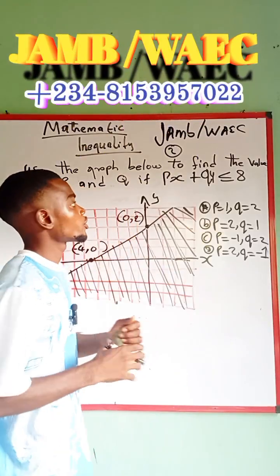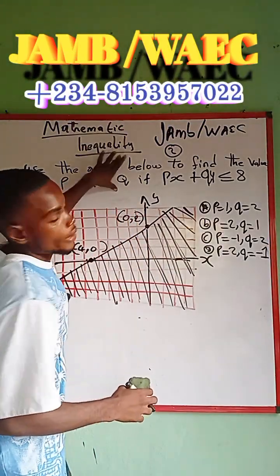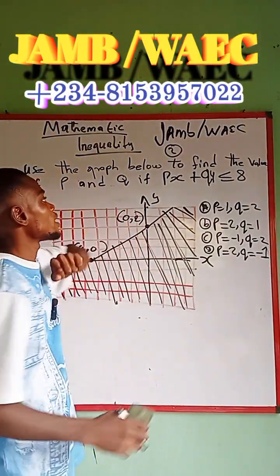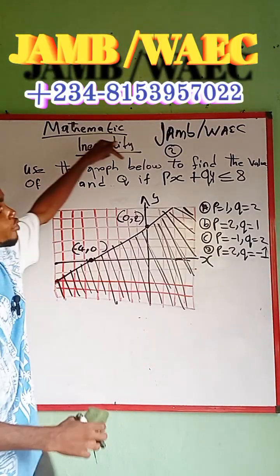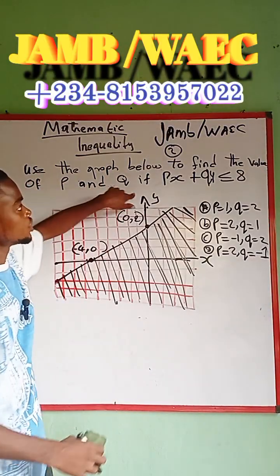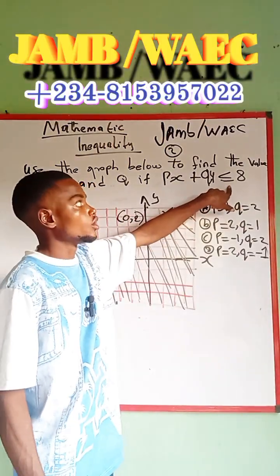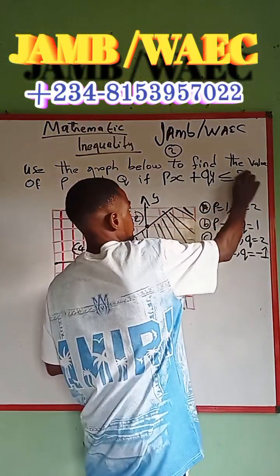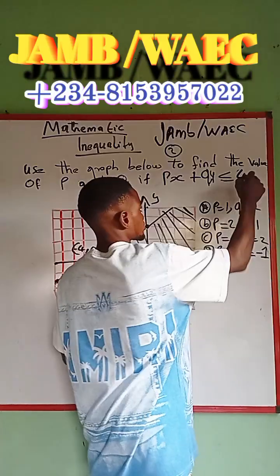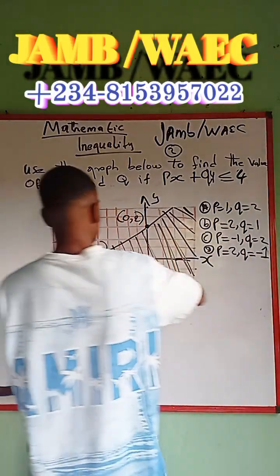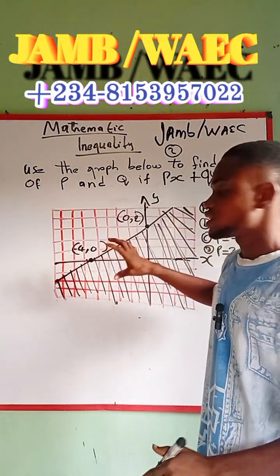All right, as a JAMB student, if you come across this question, or WAEC student, or NECO student, please don't jump and pass. Listen, he says, use the graph below to find the value of P and Q if PX plus QY is less than or equal to 4. Now, if you look at this graph, it shows an inequality graph.